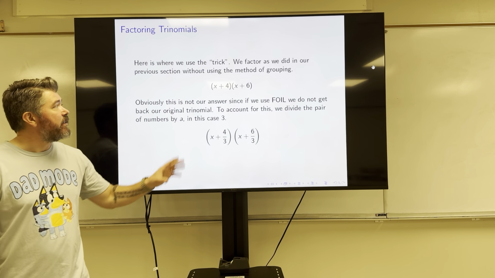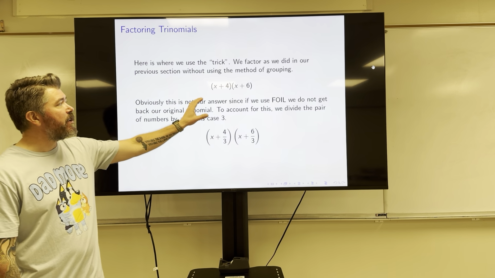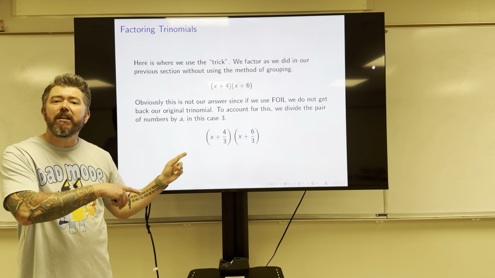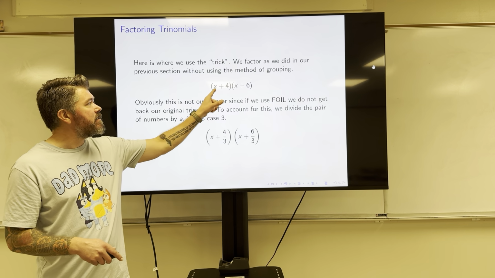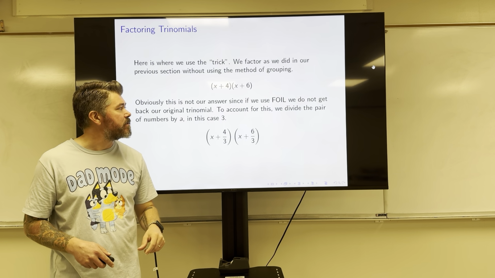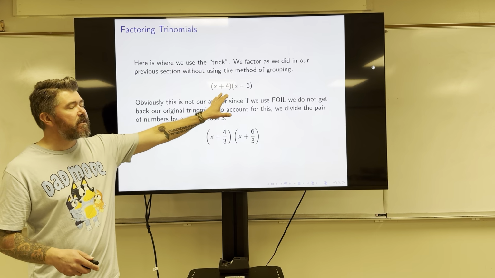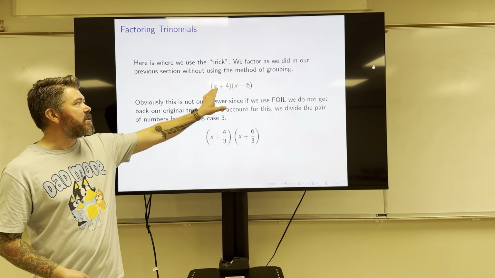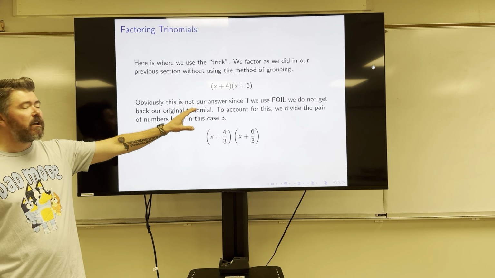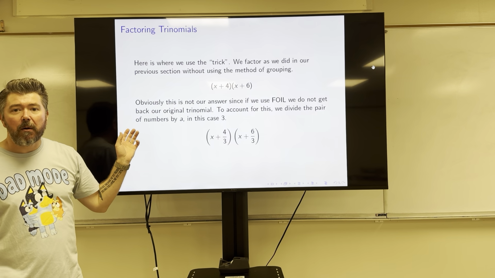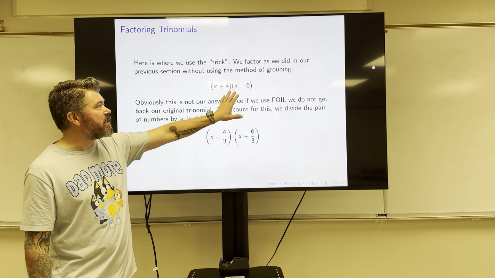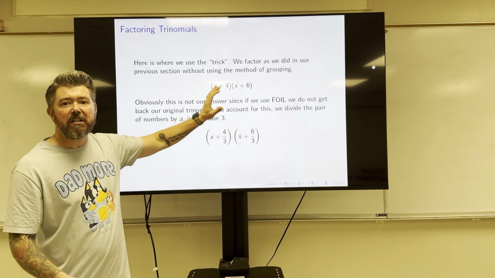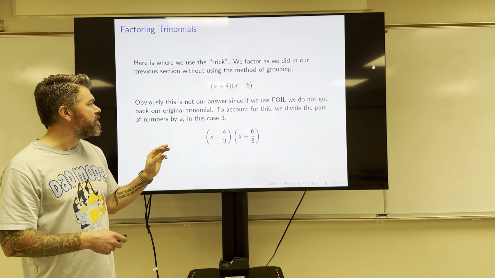So naively, this is where the trick comes in. Naively, we go, hey, let's do it like we did before. x plus 4, x plus 6, right? Because 4 and 6 are the numbers we use. Well, obviously, this is not our answer because this would give us an x squared, and our previous problem has a 3x squared, right? So this is our naive solution, saying let's use our previous methods.